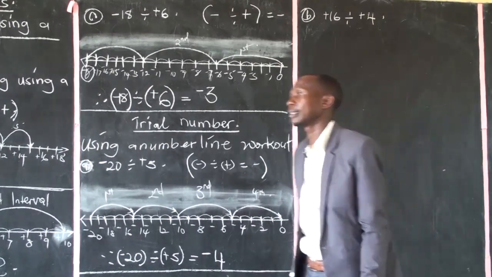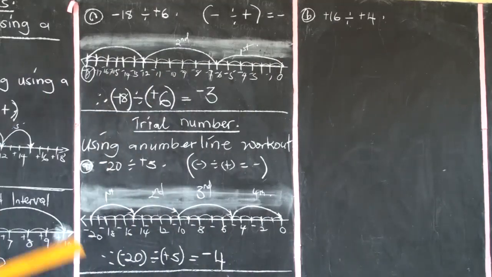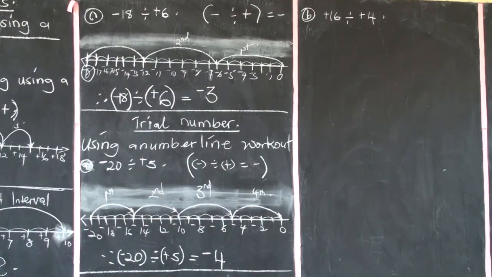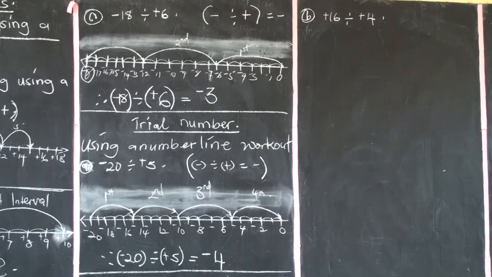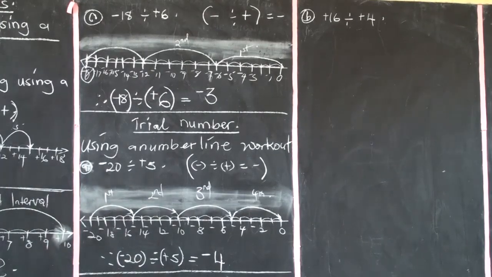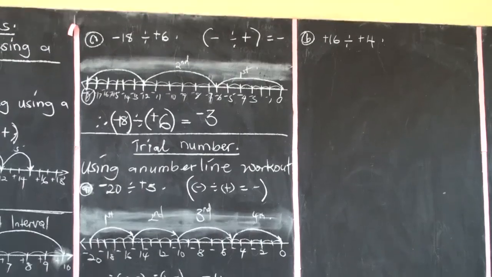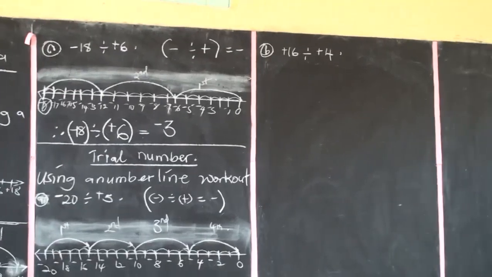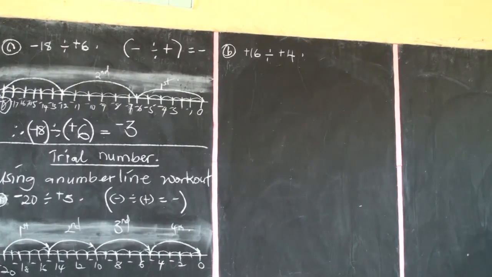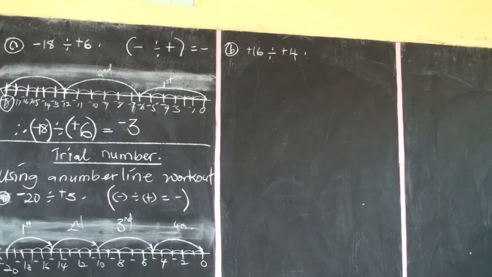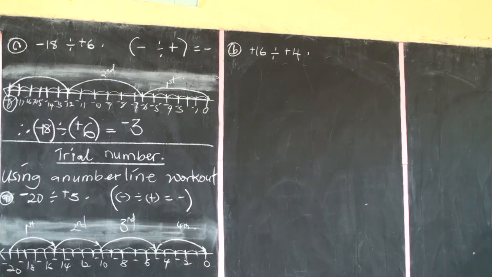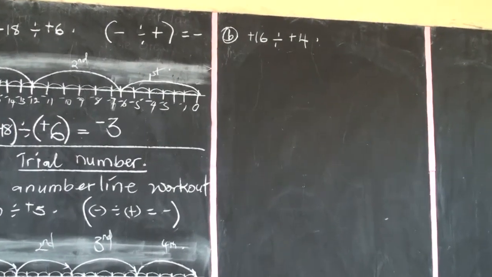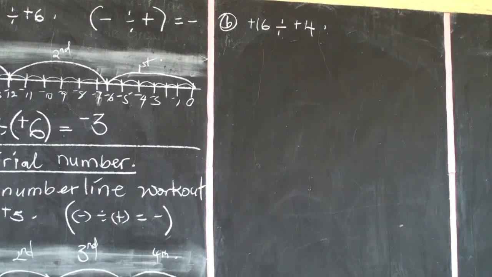Work out that one as well. Try that one out, still using a number line. Positive 16 divided by positive 4, using a number line.